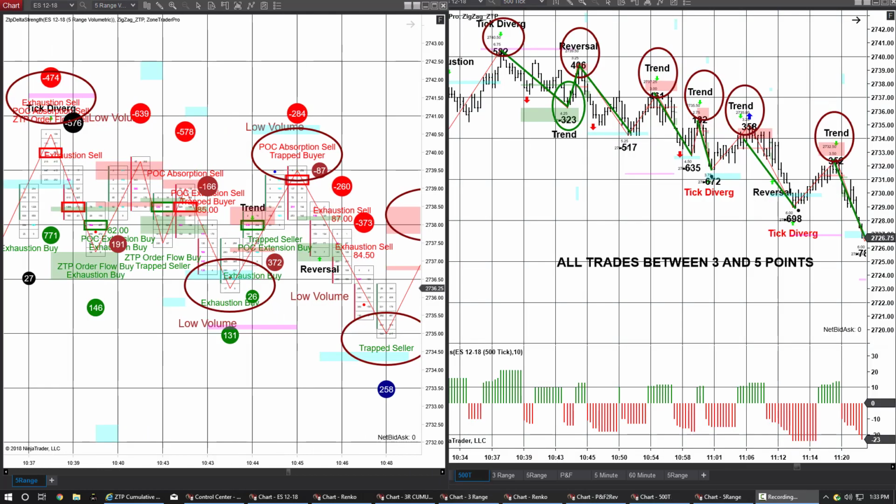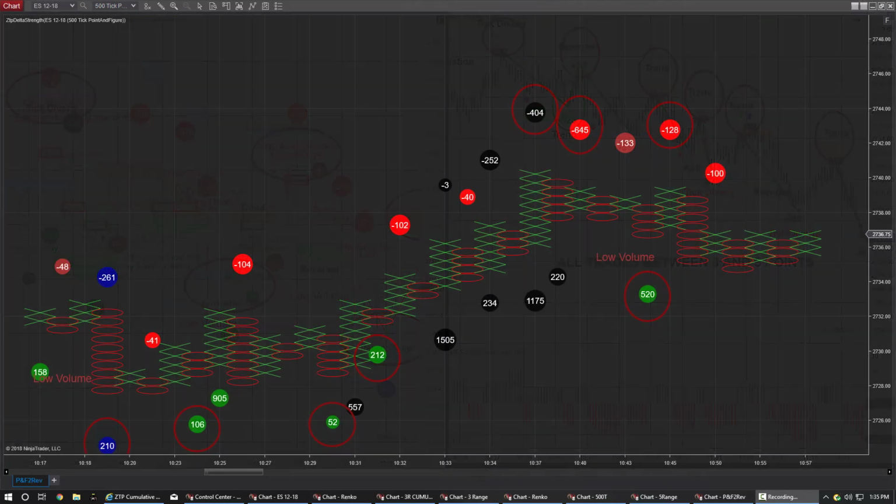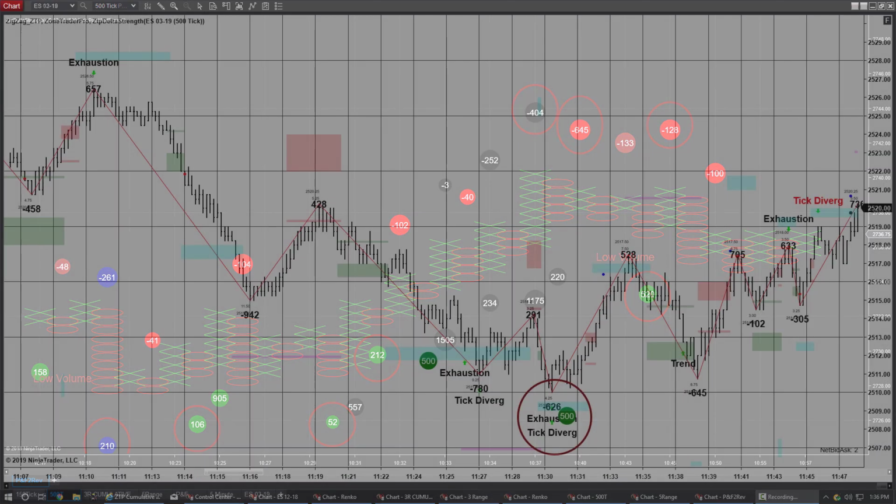ZoneTraderPro also has the exclusive delta strength indicator with tape reconstruction, which is this number in the red ball here. The delta strength is not the delta of the bar. The delta strength tool is exclusive and proprietary to ZoneTraderPro, and when placed on a point and figure chart and then used in conjunction and combination with the order flow and price patterns, it gives you a complete market picture. This is what is meant by putting it all together.